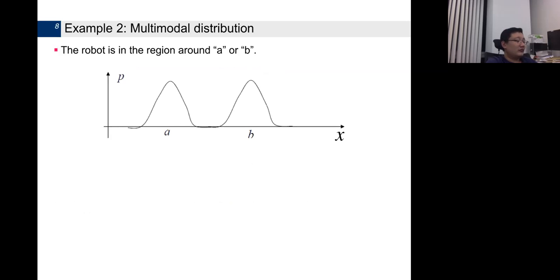Okay. Second case is, in most cases you get a multinomial distribution. That means the robot can be around A or around B. And if you want to get a sample from this distribution, the sample may look like this. The strokes are the possible locations. So this is a multinomial distribution.